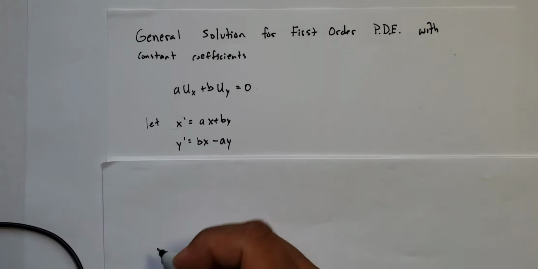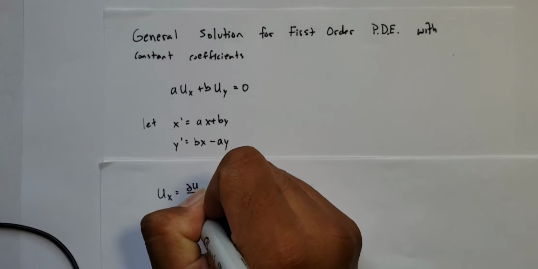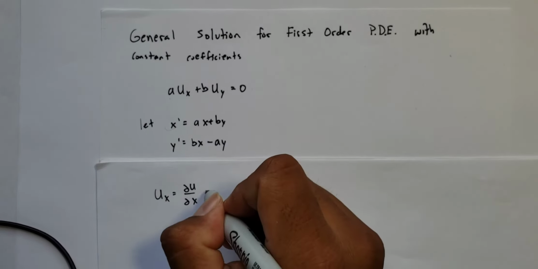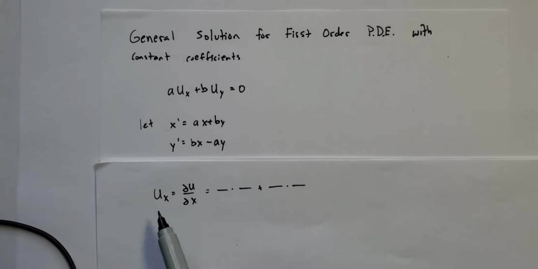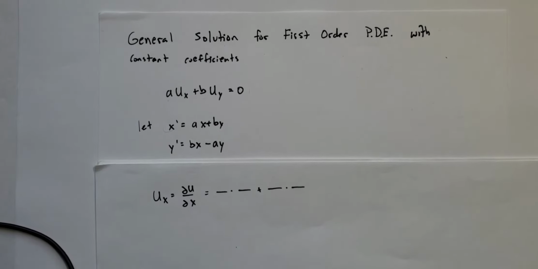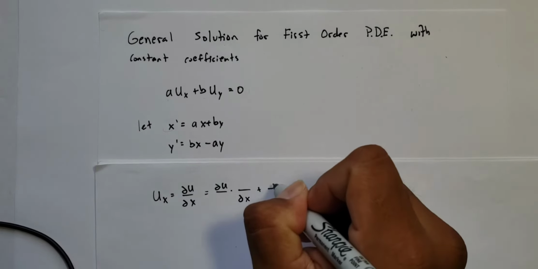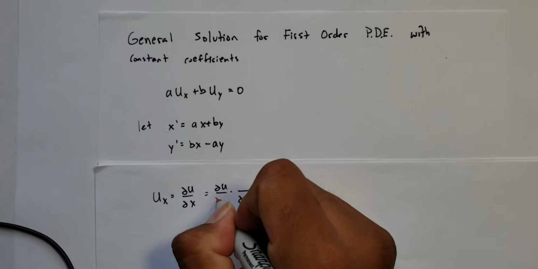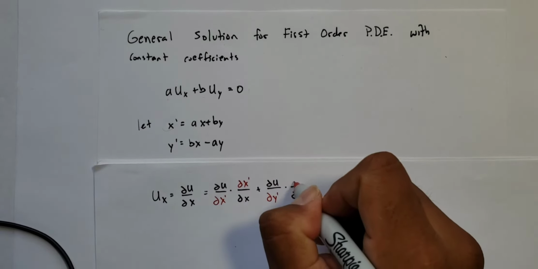So we know that u of x is equal to del u del x. Now to change variables, we have to use the following. You can do this twice, once for u of x and also for u of y. If you had a third variable, you would have to do it for u of z. So that's going to be del u del x prime times del x prime del x, plus del u del y prime times del y prime del x.